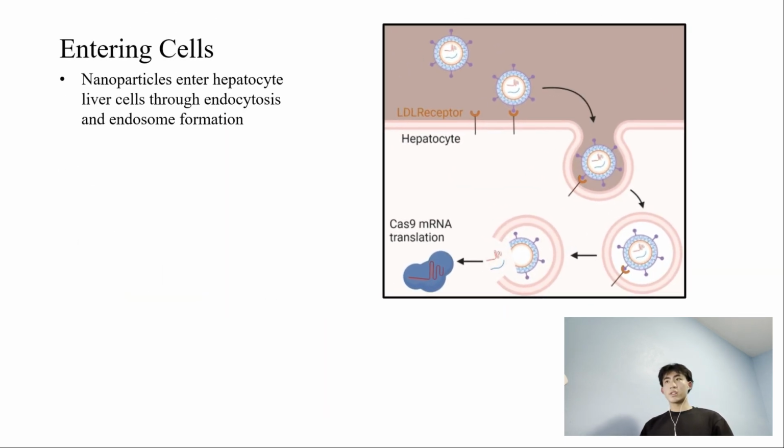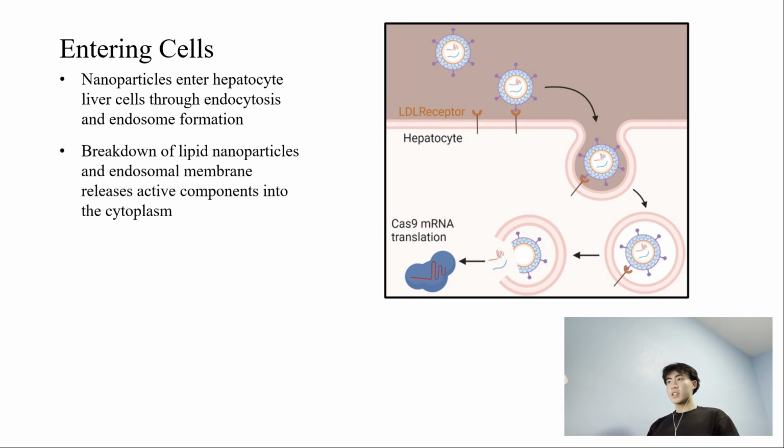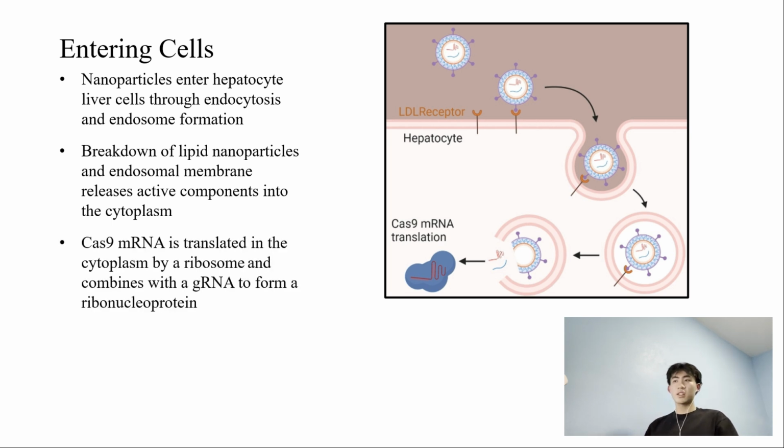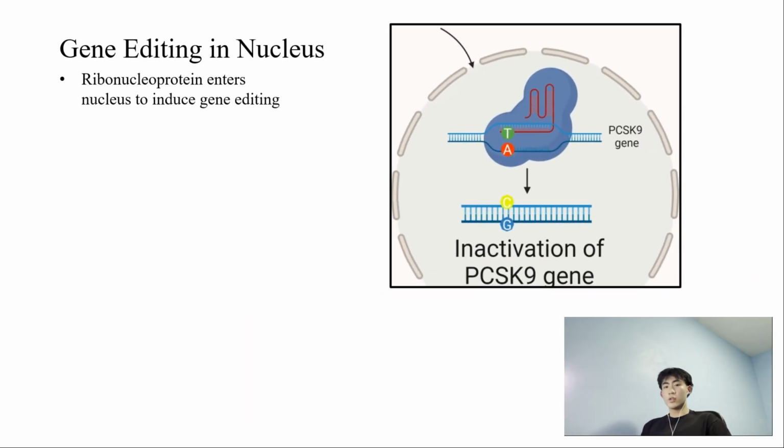Nanoparticles enter hepatocyte liver cells through endocytosis and endosome formation. Breakdown of lipid nanoparticles and the endosomal membrane releases active components into the cytoplasm. Cas9 mRNA is translated in the cytoplasm by a ribosome and combines with the gRNA to form a ribonucleoprotein. The ribonucleoprotein enters the nucleus to induce gene editing.